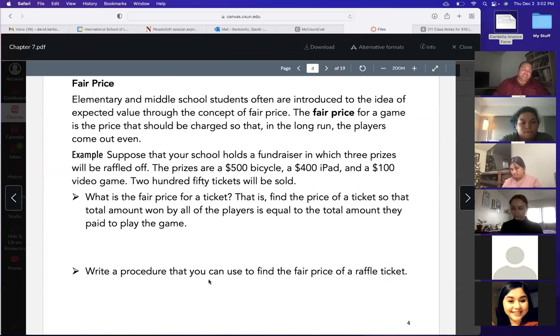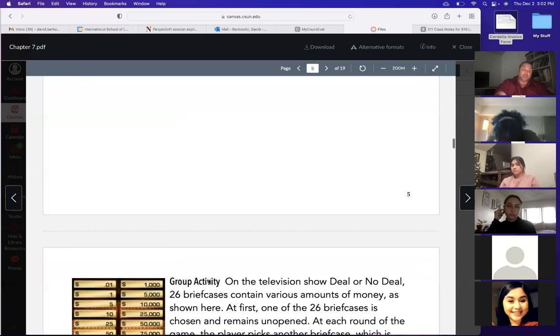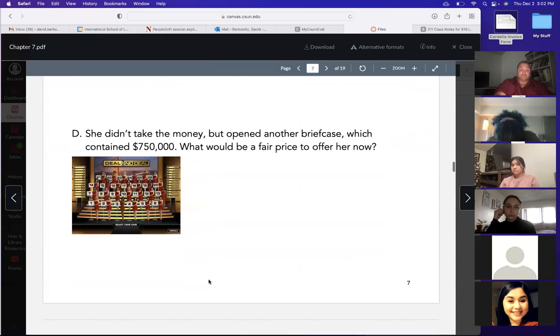Fair price. What exactly is the fair price of an experiment? The fair price of an experiment is the price that you must pay for the expected value to be 0. So if you calculate all of the rewards at the end of the experiments and all of the costs at the beginning of the experiments, these two numbers should be the same. If they are, then it's a fair price.